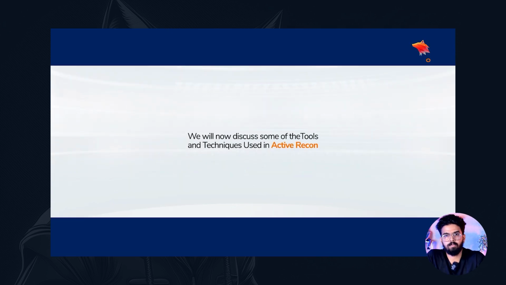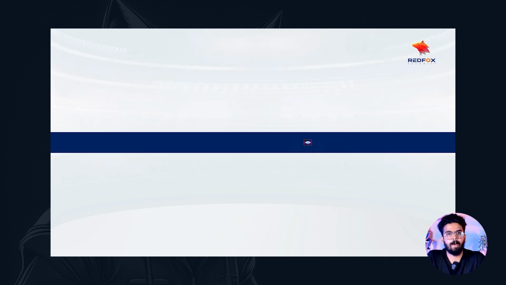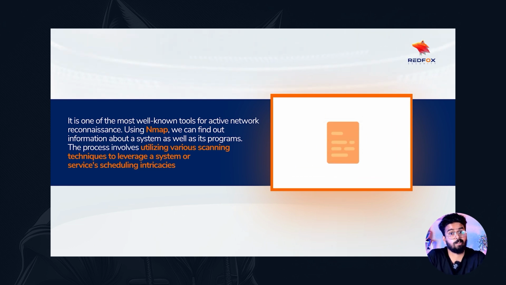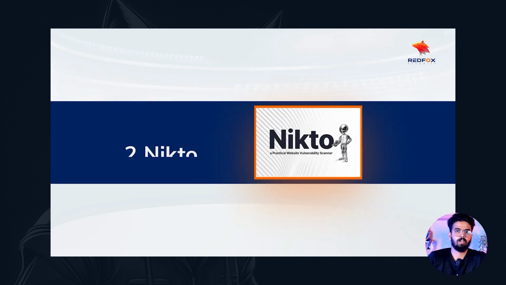We will now discuss some of the tools and techniques used in active recon. The following are examples of active reconnaissance tools. The first tool is Nmap. It is one of the most well-known tools for active network reconnaissance. Using Nmap, we can find out information about a system as well as its programs. The process involves utilizing various scanning techniques to leverage a system or services scheduling intricacies. By scanning a target's control system or a range of IP addresses, an attacker can gain valuable insights into the network's composition and characteristics.